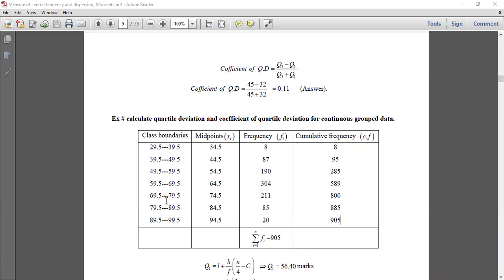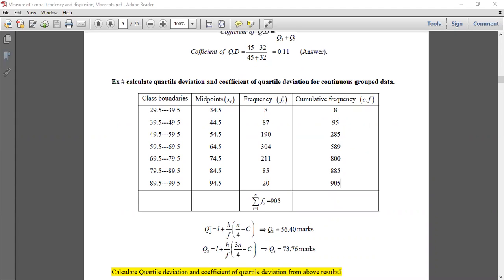Q, capital Q, with small r as the suffix. r denotes the quartile, so Q1 is denoted by r equal to 1. So Qr equals L plus, in brackets, r into N by 4, N capital, within the bracket, minus C, divided by f, into bracket L2 minus L1. I am telling the normal generalized equation.